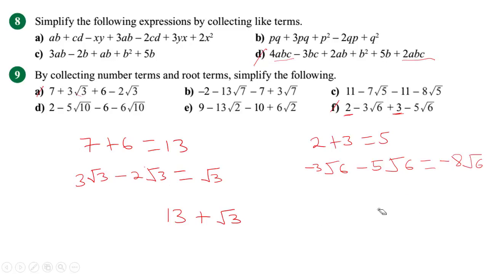Once you've done that, then you just join your answers up. I've got 5 and this one here. So start with the positive one, which is 5, and you're adding a minus number, which is just basically the same as taking away. So 5 minus 8 root 6. So that's how to do that.